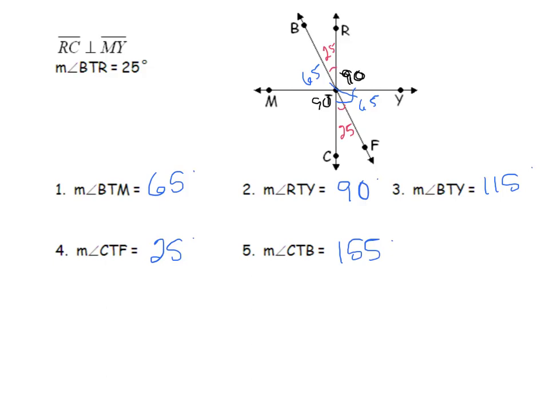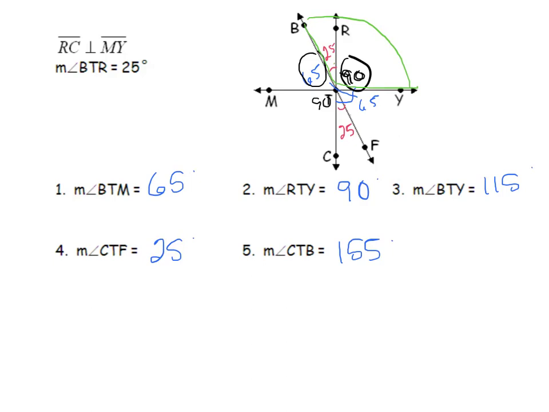Okay, you guys, let's take a look for BTM right here. We should have known that this is 65 degrees. We actually filled it in ourselves. RTY, you should know, is 90. That's our first thing that we figured out. BTY is actually a combination. If you take a look at BTY, we are going from here all the way to here. So you actually had to add part plus part equals whole, you guys. 90 plus 25, that gave you 115.